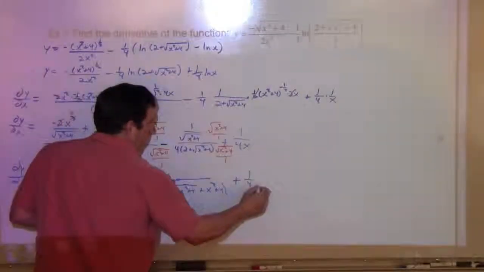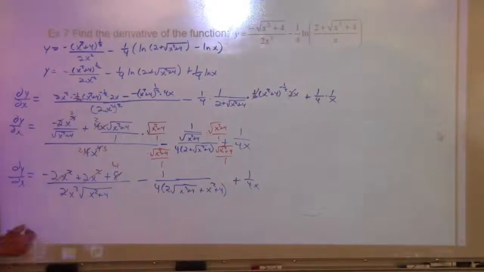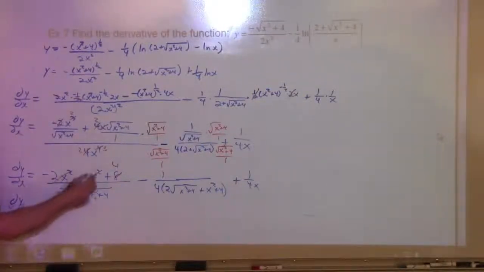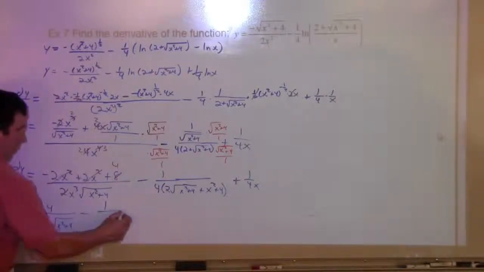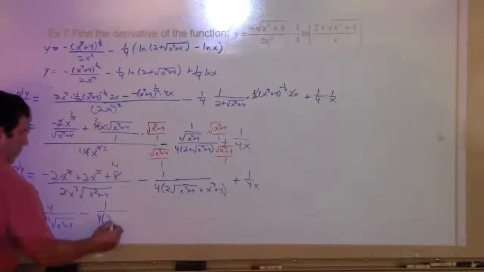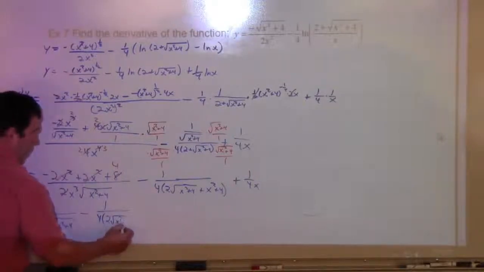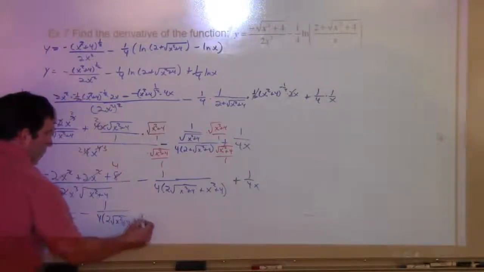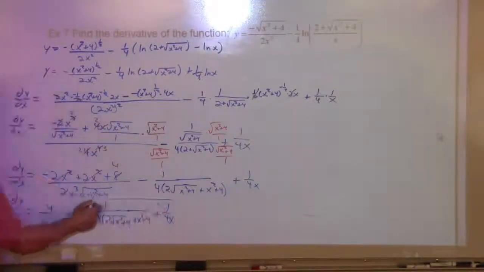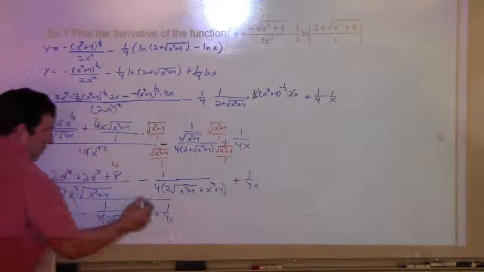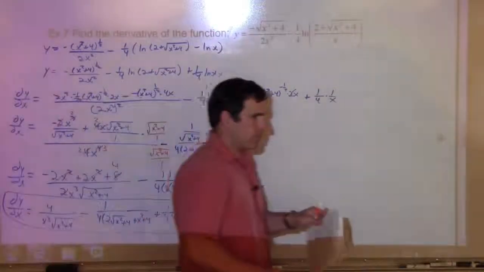plus 1/4x. So if you clean it up a little bit, your final answer, the one I'm going to leave it with here, is going to be, that's 4 there, so 4 over x cubed times the square root of x squared plus 4 minus 1/4 times 2 times the square root of x squared plus 4 plus x squared plus 4 plus 1/4x. That was not too pretty.